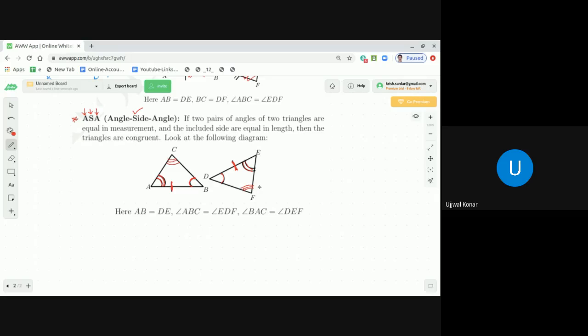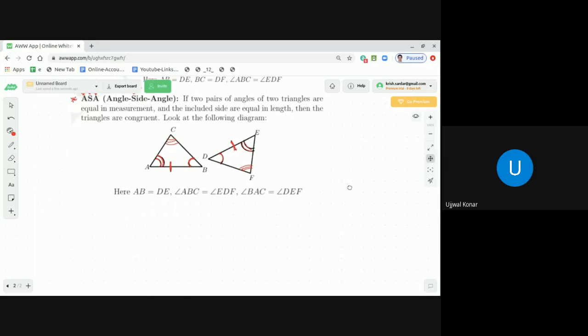Is it absolutely clear, dear students? Any doubt you have so far? It's clear? Could you please confirm that it's absolutely clear? Yes, sir. Yes, sir.